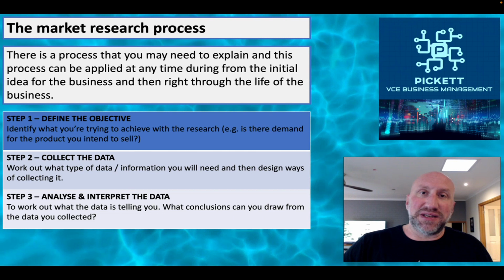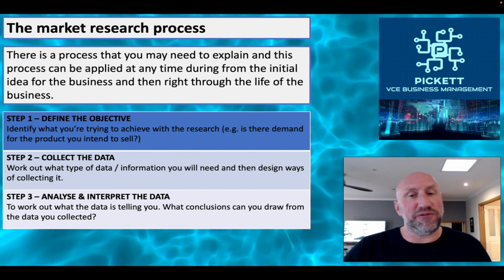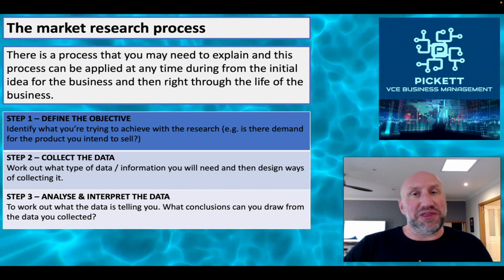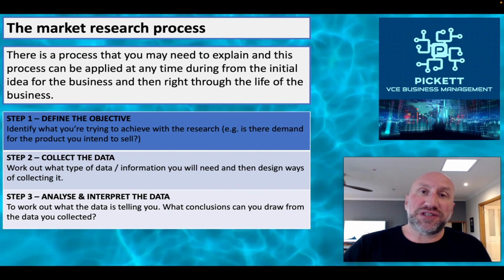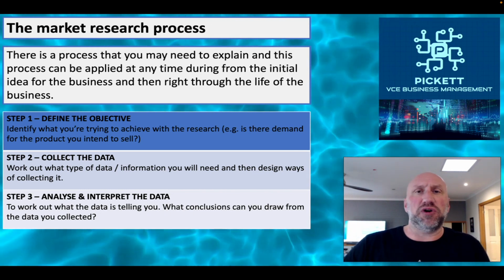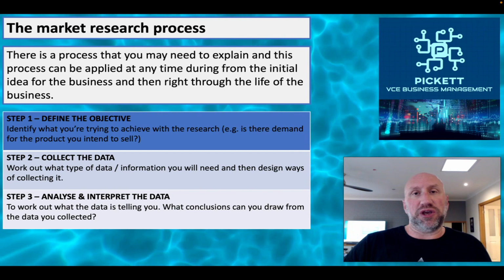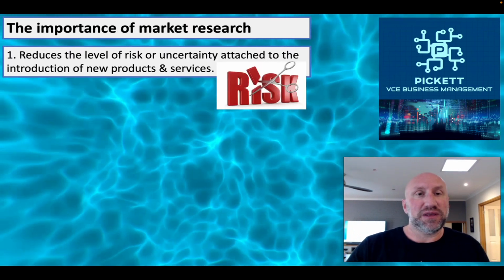Step 2 is collecting the data. So you've got to work out what type of data, what type of information you're going to need, and then design ways to actually go out there and collect it. And then the 3rd step is to actually analyze and interpret that data. What is that data that you've got now telling you? What conclusions can you draw from all of that data that you've collected?